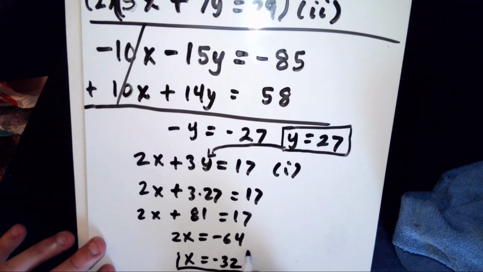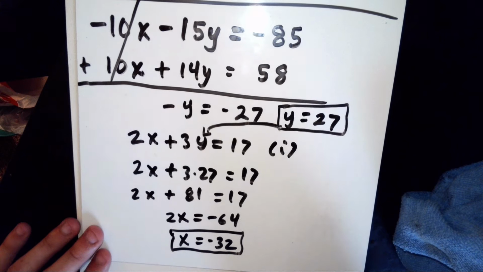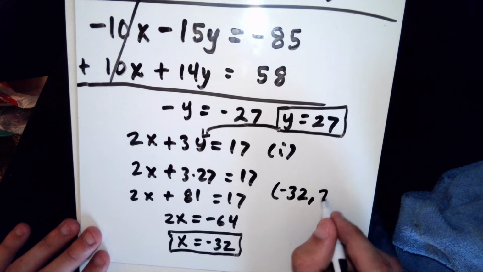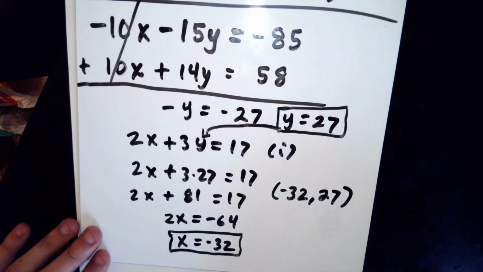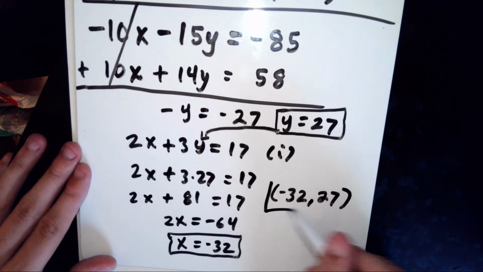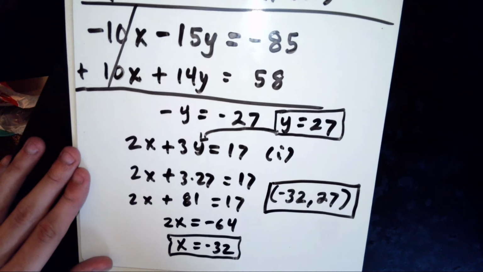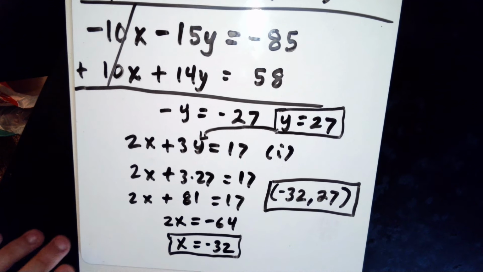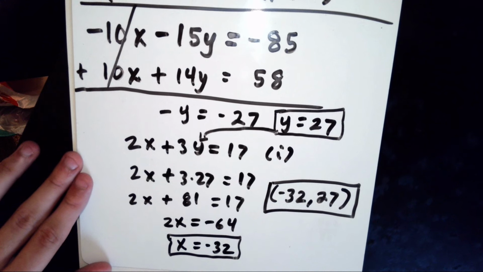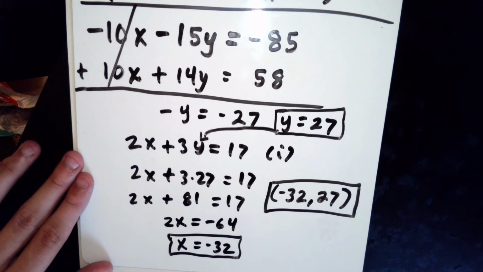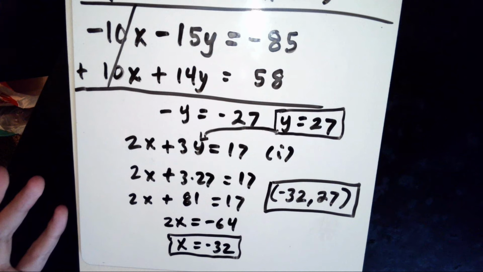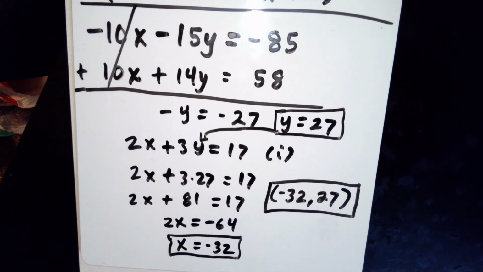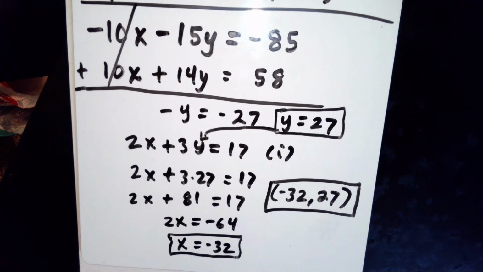So the solution to this system turned out to be, with larger numbers than before, negative 32 comma 27. So this is the solution to this system, and we found it via elimination. Now the next thing I want to talk about is how to identify when a solution is unique, when there is no solution, and also when there are infinitely many solutions to a system.